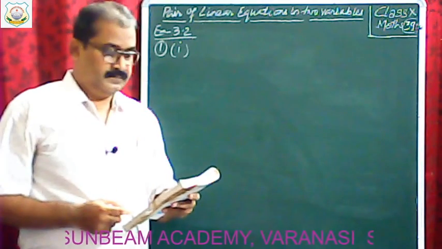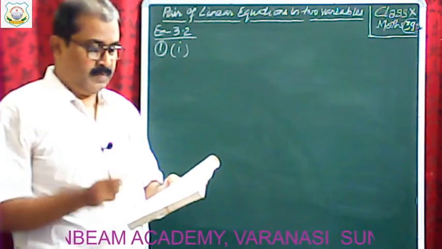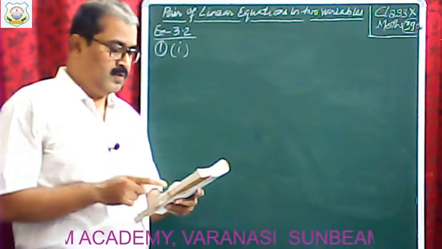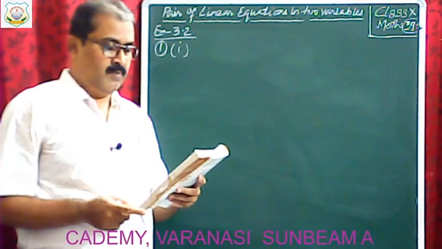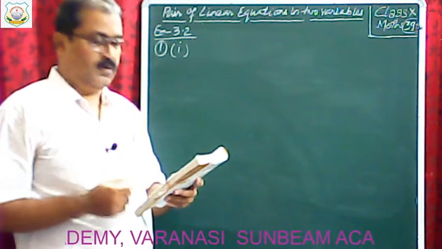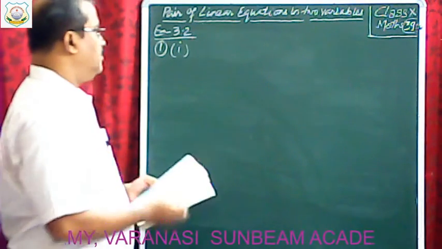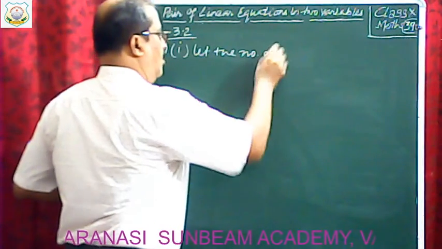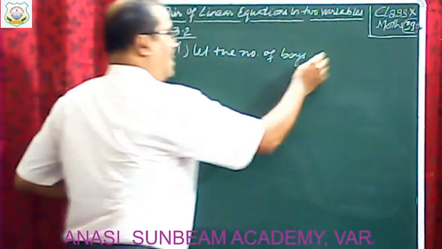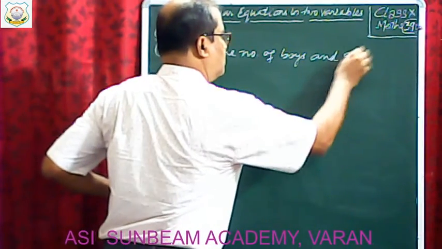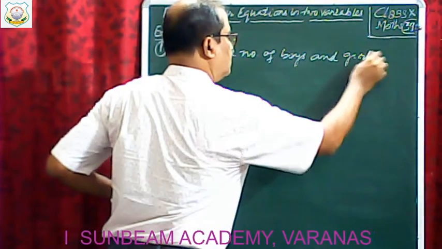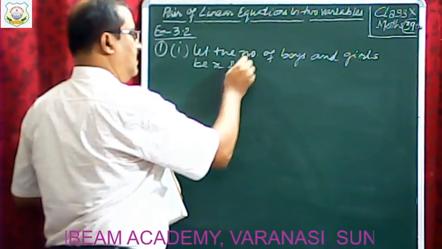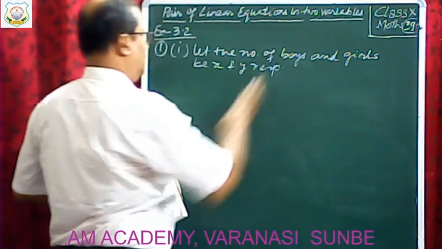What sum is given? 10 students of class 10 took part in a mathematics quiz. If the number of girls is 4 more than the number of boys, find the number of boys and girls who took part in the quiz. So first of all you have to suppose, let the number of boys and girls be X and Y respectively.